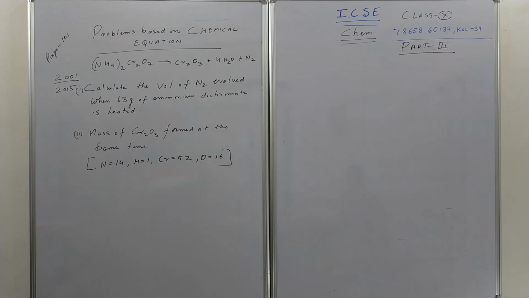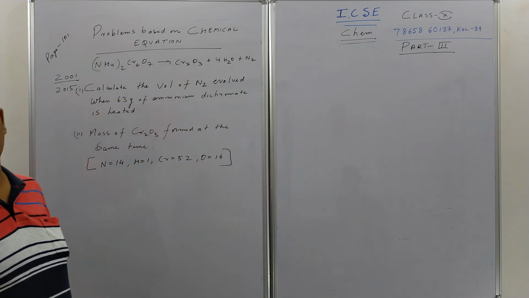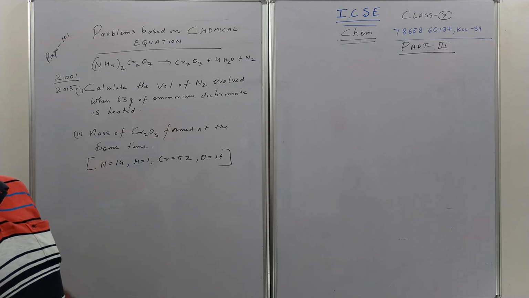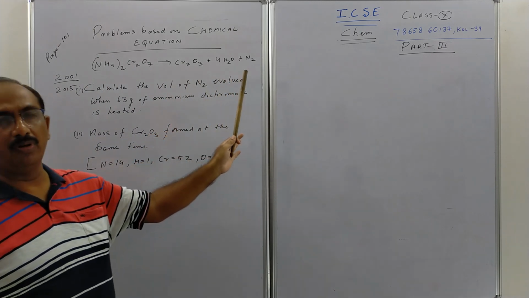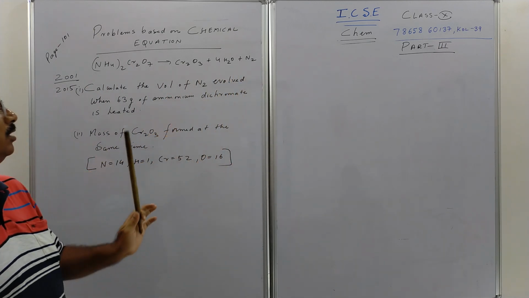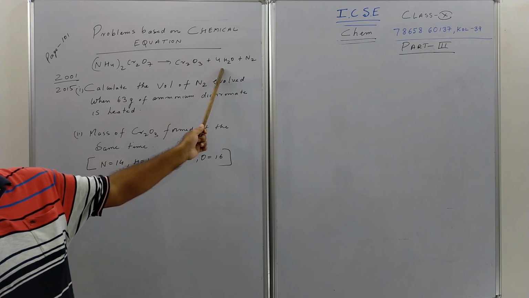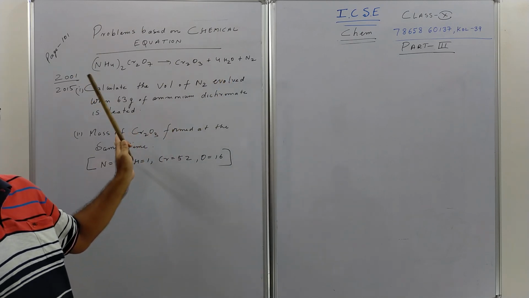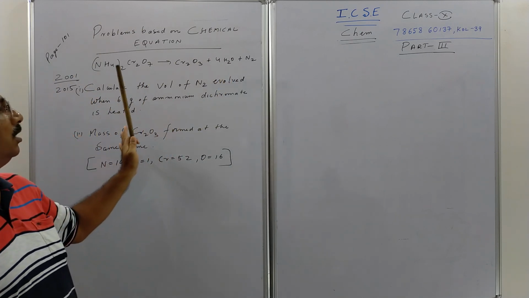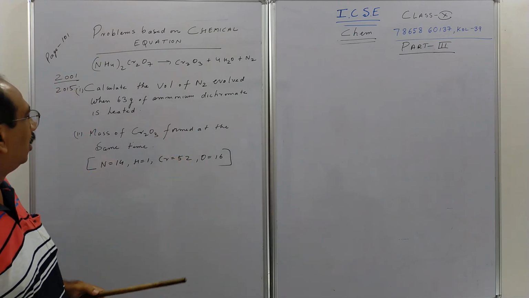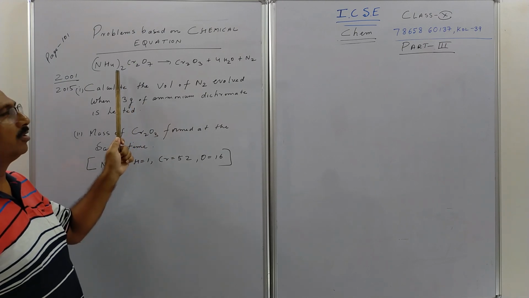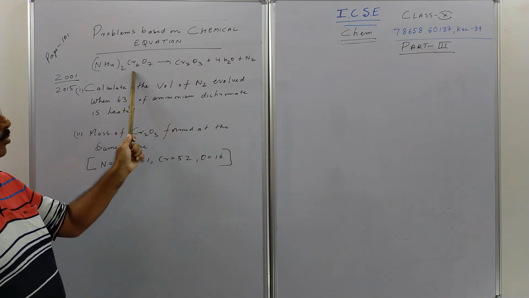Hello children, today in part 3 of our video lesson we are going to see problems based on chemical equations. As we have seen in part 1 of the video, first we will find the molecular weight. In fact, we don't need all the molecular weights. Like water, I don't think so; in this case you need nitrogen. So we will see first that any chemical equation follows the law of conservation of mass. First we will find the molecular weight of ammonium dichromate.